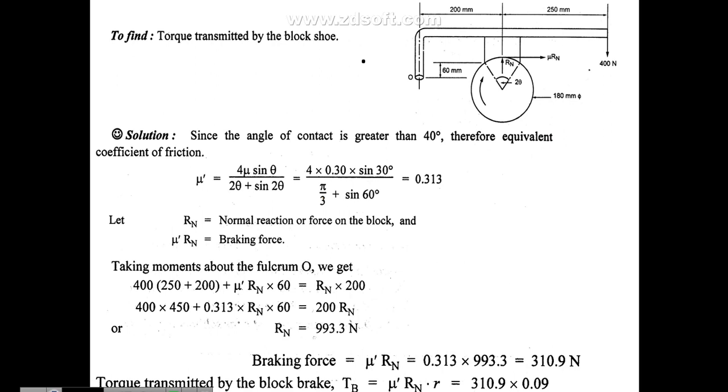So likewise we have to find the braking torque, the braking force and mu dash, the equivalent coefficient of friction, in the given arrangement. I think you have understood everything.